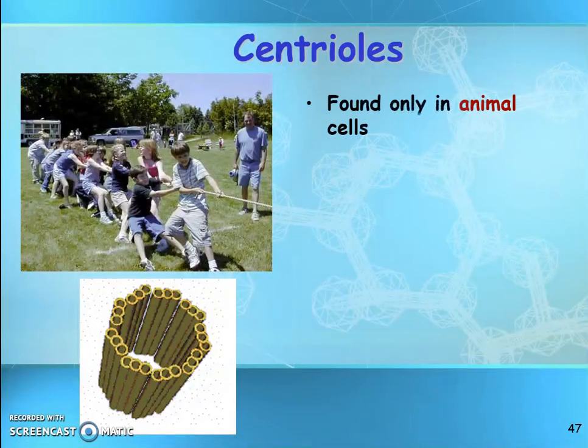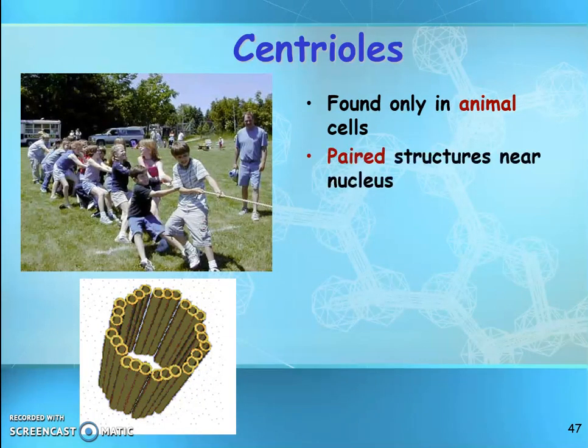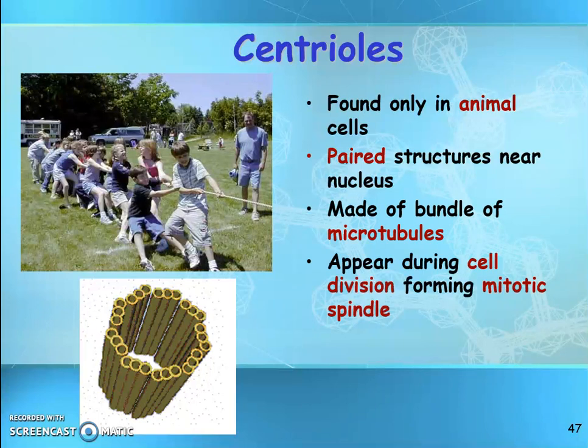Centrioles. Centrioles are only found in animal cells, and they are a paired structure near the nucleus. These centrioles are made up of bundles of microtubules, and they appear during cell division, forming a mitotic spindle. So the next topic which we are going to do is cell division.